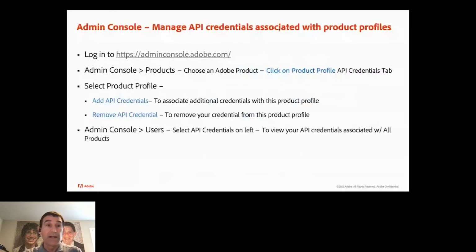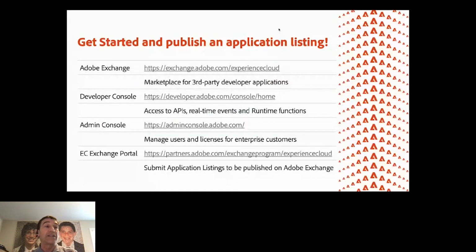Here it is. Here's tips for admin console. Here's tips for the Exchange portal. And here's your call to action. Basically, I've described 4 surfaces that allow you to view listings, create credentials, view credentials, and actually submit listings up for Exchange. I hope that's been helpful, and I'll just pause here to see if there's any questions.